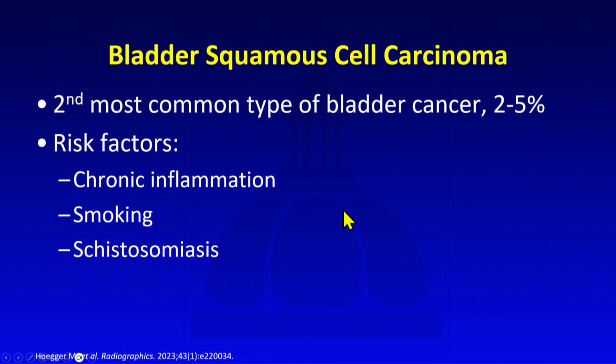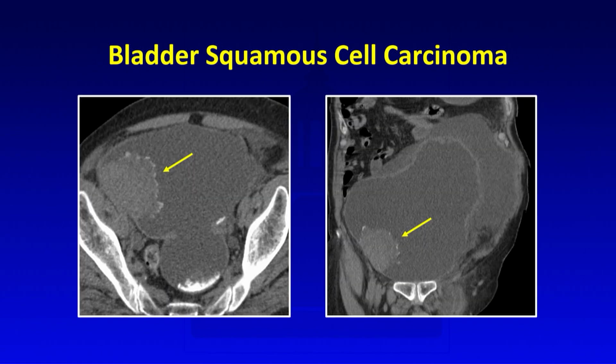Next, we'll talk about bladder squamous cell carcinoma. It's the second most common type of bladder cancer, and the risk factors are chronic inflammation, smoking, and schistosomiasis. This is a case of squamous cell carcinoma in which you can appreciate that there is a big bladder diverticulum with multiple bladder calcifications indicative of that chronic urine stasis. And with stasis, the bladder is exposed to more of the carcinogenic chemicals, leading to the development of cancer.